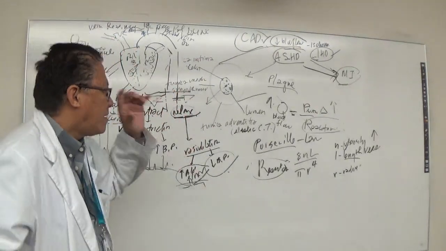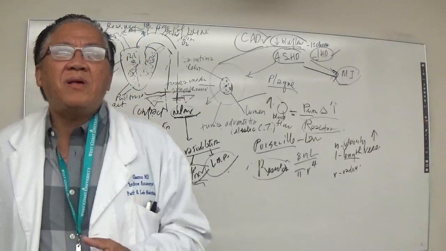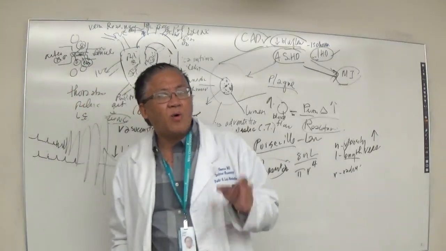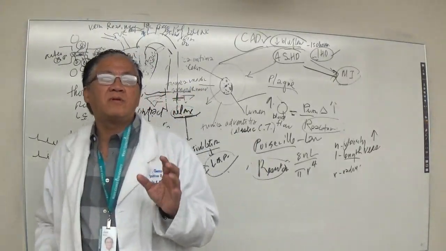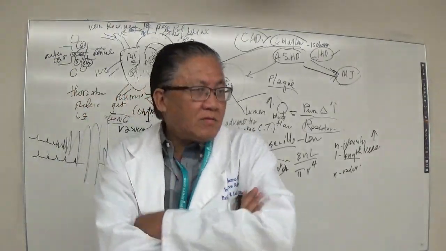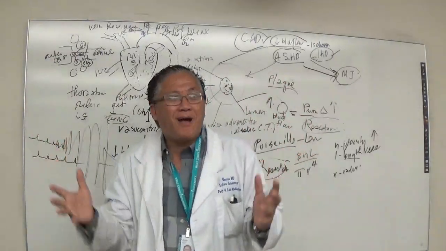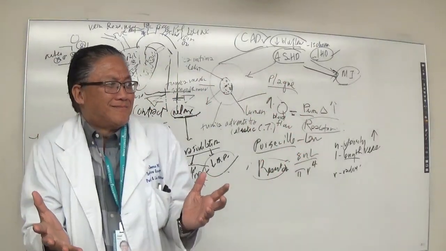Okay? Now, when you have problems with the red blood cell count, it's called anemia, a decrease in the red blood cell count. Now, what's the most common type of anemia? Iron deficiency. Why? Because in order to produce red blood cells, you need iron. Does that make sense?